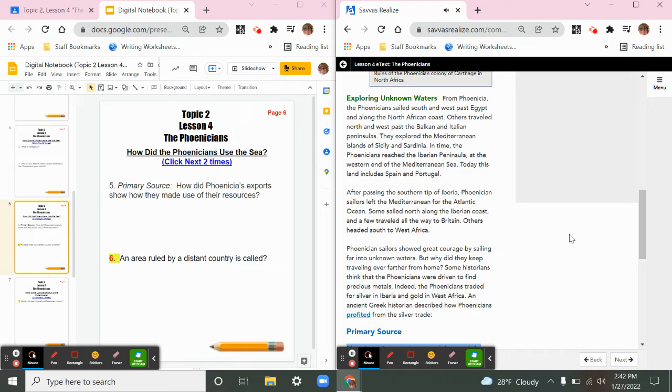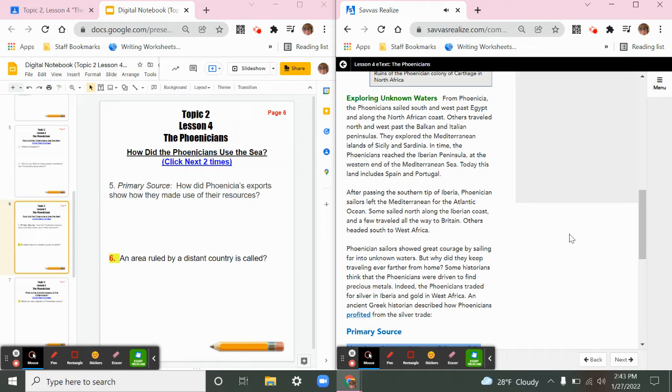After passing the southern tip of Iberia, Phoenician sailors left the Mediterranean for the Atlantic Ocean. Some sailed north along the Iberian coast, and a few traveled all the way to Britain. Others headed south to West Africa. Phoenician sailors showed great courage by sailing far into unknown waters. But why did they keep traveling ever farther from home?